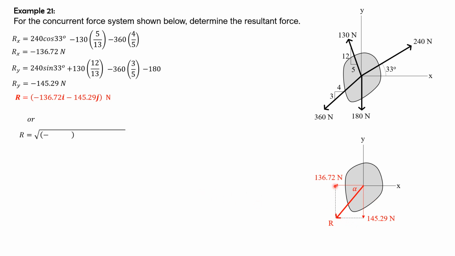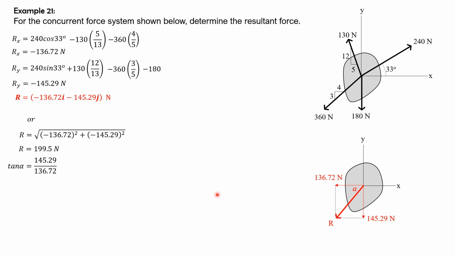It is equal to the square root of negative 136.72 squared plus negative 145.29 squared. In this figure, the components are already directed, since we have the x component to the left and the y component downward, so we treat the values as positive because they are shown here in their proper direction. So the magnitude of R is equal to 199.5 newtons. That's the magnitude.